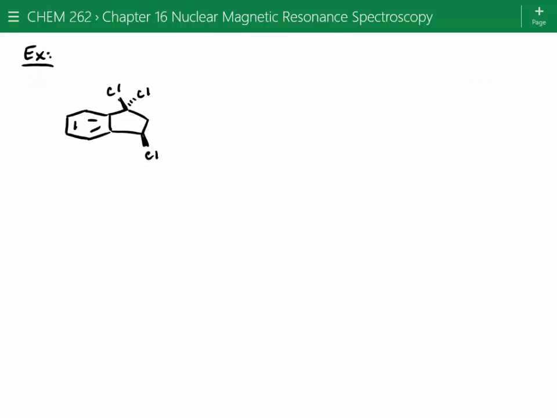This one's going to be a little bit trickier. So we've got an aromatic ring attached to a 5-membered ring. And I've got 2 chlorines here. And then I've got 1 chlorine here. How many proton signals should we pick up in this compound?